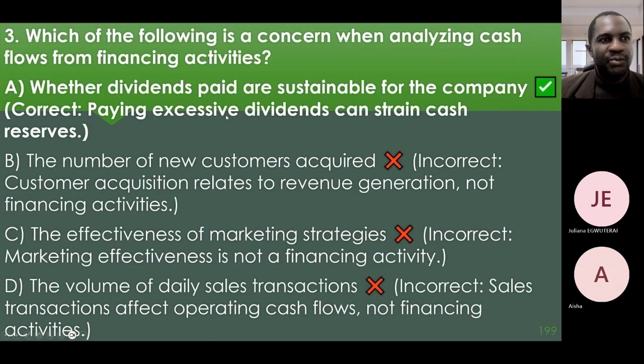Number three, which of the following is a concern when analyzing cash flows from financing activities? They both got it. Whether dividends paid are sustainable for the company. Yeah. So when I had A say dividend financing, I knew she would get it. Just use logic. She just used logic to pick the answer. Yeah. So paying excessive dividends can strain cash reserves. Exactly. So it's a critical financial decision to make. Good one. J has not failed anyone. Yes.